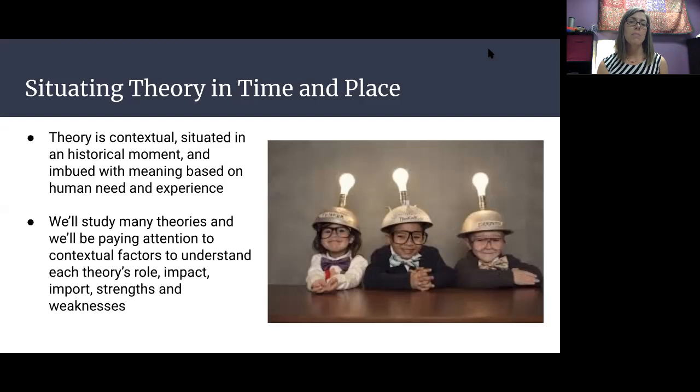So we're going to be studying lots of theories, and it's always important to be thinking about how these came to be in the world. You can ask a lot of questions. Who wrote it? Where did they live? How old were they? What was happening in politics? What was happening in social movements? Was it a man? Was it a woman? Were there any marginalized identities around gender, sexuality, race, religion? All of these things impact the way in which someone views the world and experiences the world.